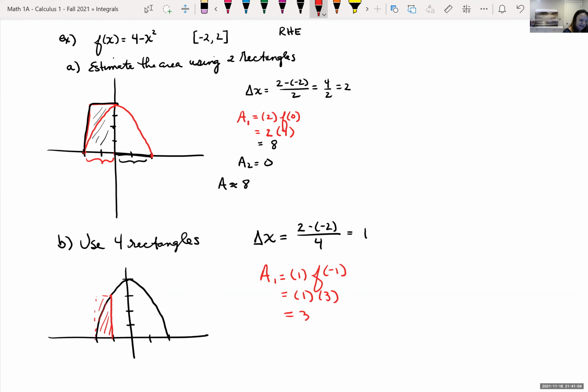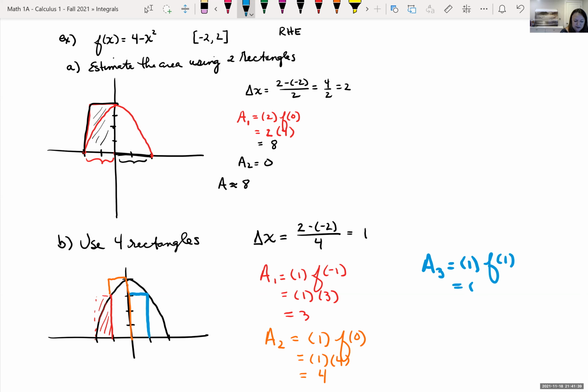So the next, we would look at the area of this rectangle 2. We're looking at f of 0. So 1 times f of 0 is the height. So 1 times 4, which is 4. The third, again, width is 1. We're going to look at f of 1 for the height, which ends up being 3. So we get back 3.